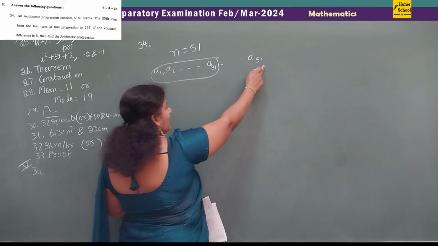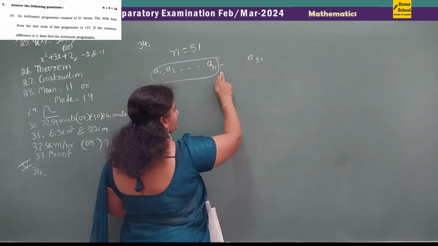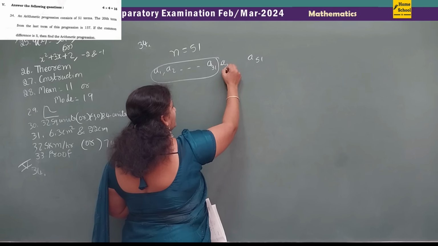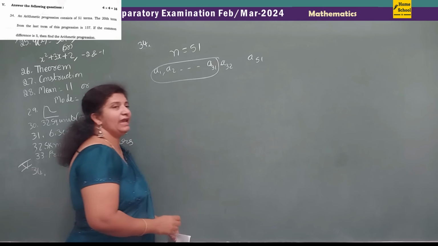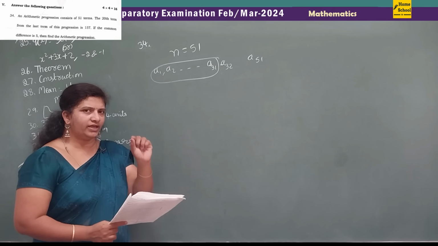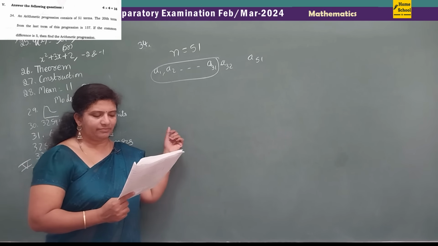So these are the 20 terms. That means from here to the 20th term, it is none other than A32. So you need to understand this point very carefully. Once again, let me read.